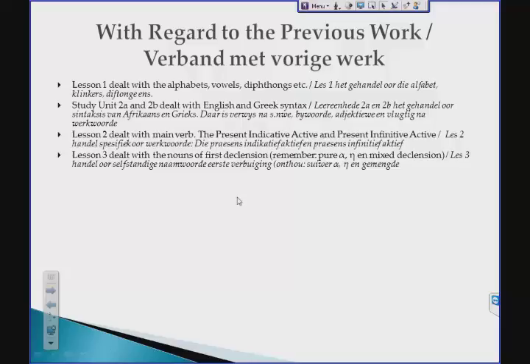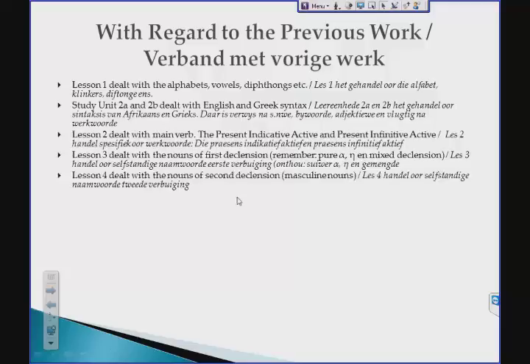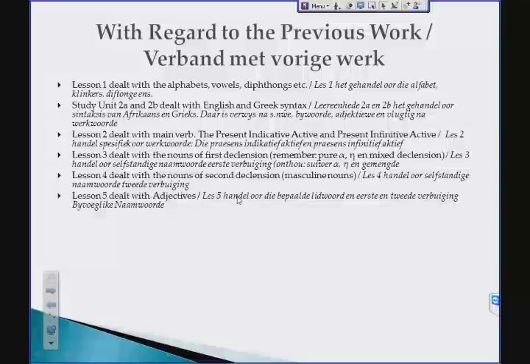Keke, have you gone this far? Okay, it will help you a great deal. Now coming to lesson 4, we dealt with the nouns of the second declension, that is the masculine nouns. Okay, like logos, theos, adelphos, and so many other words. These are masculine nouns of the second declension.